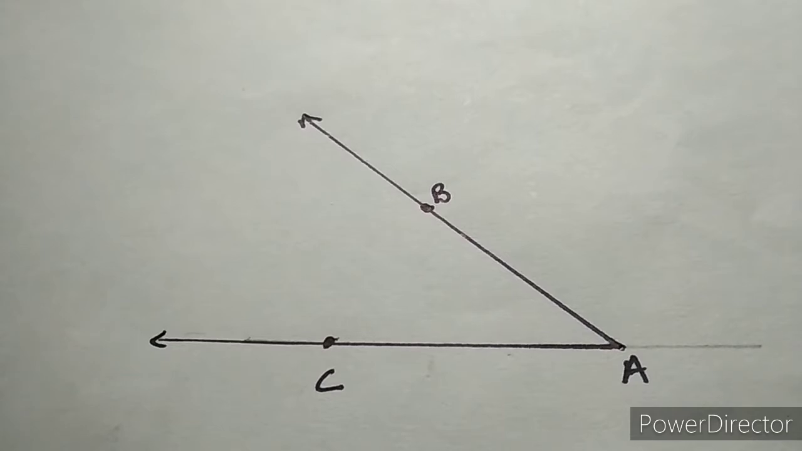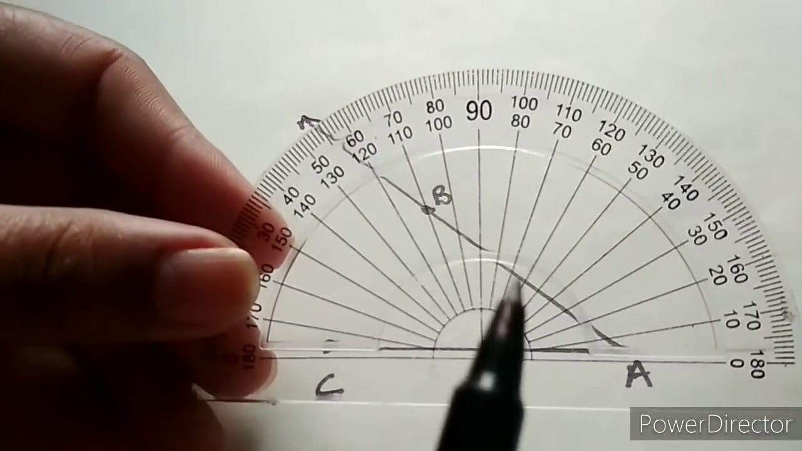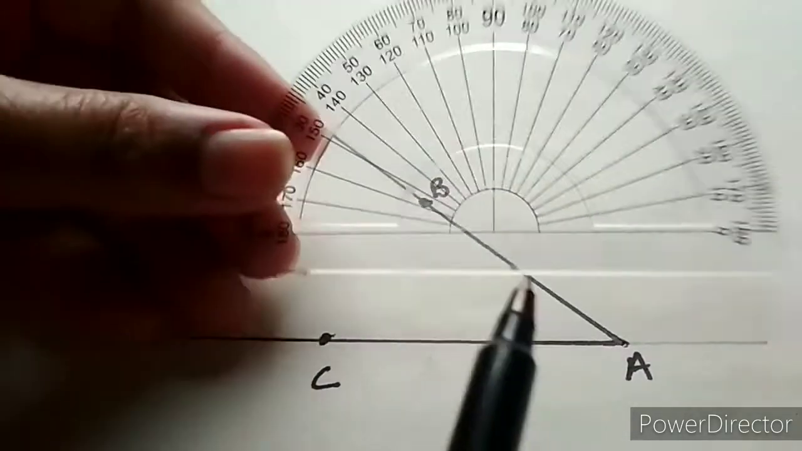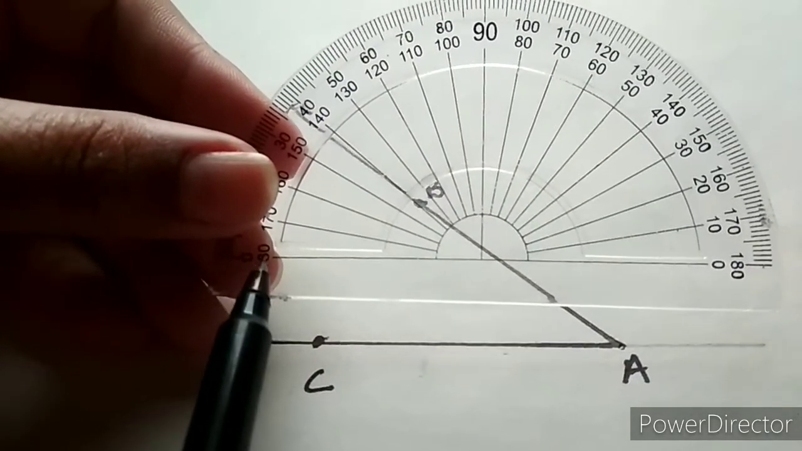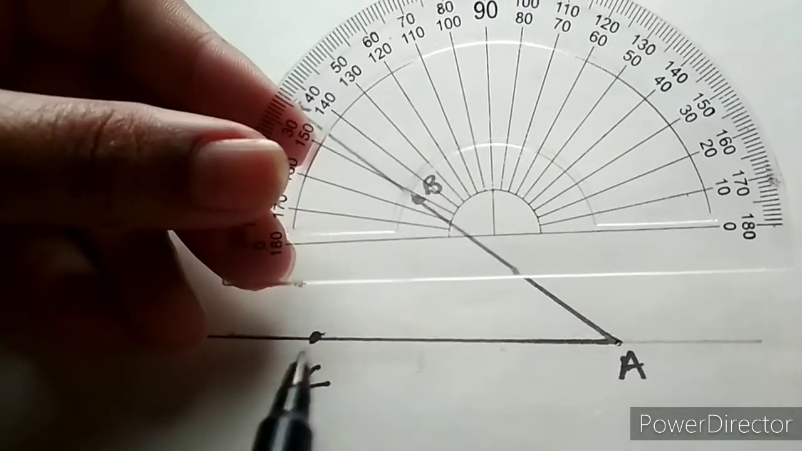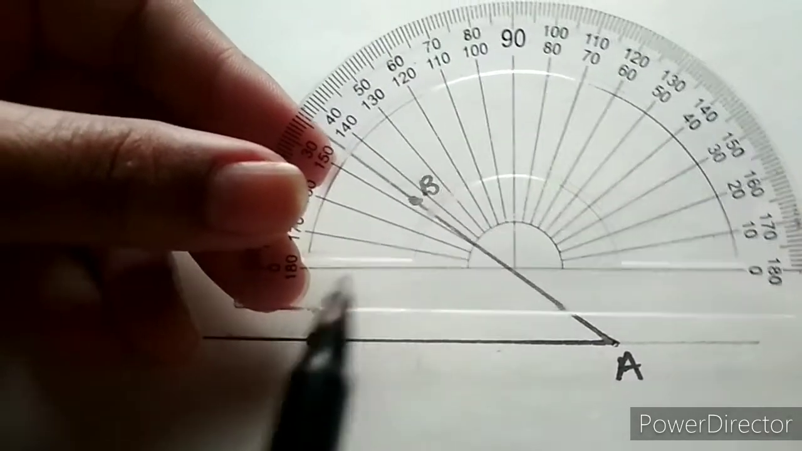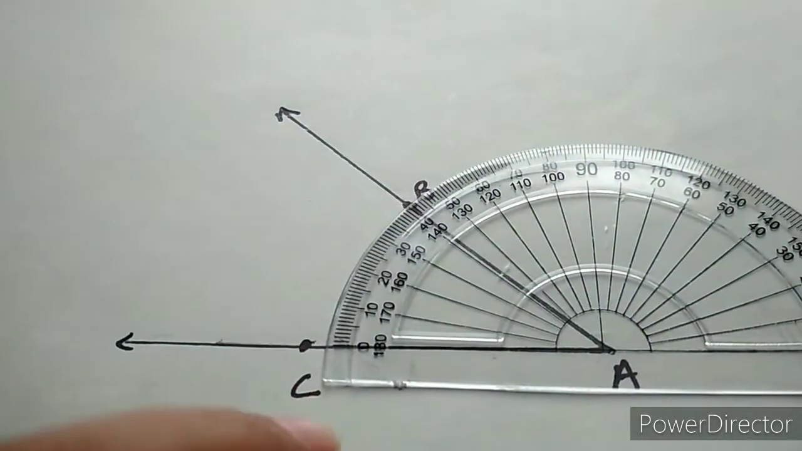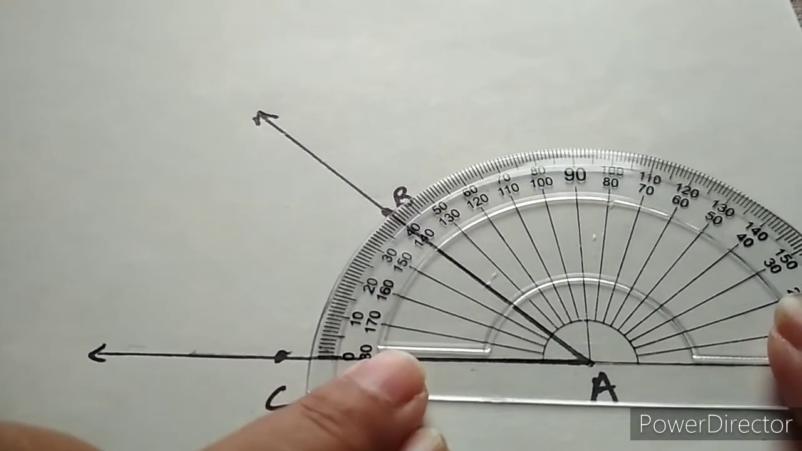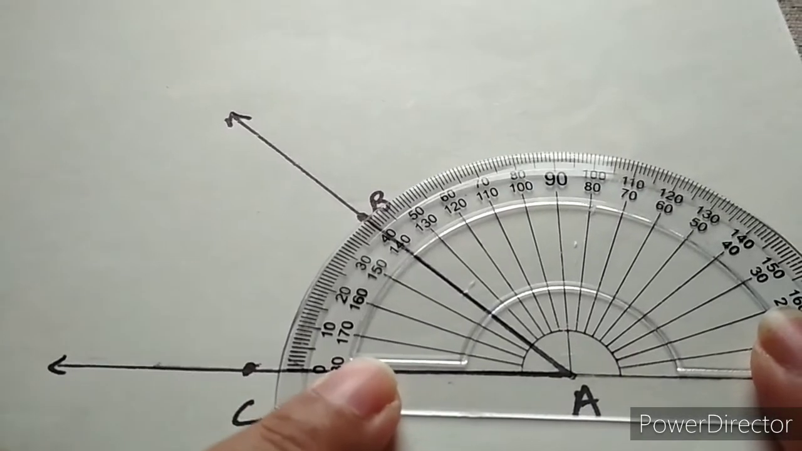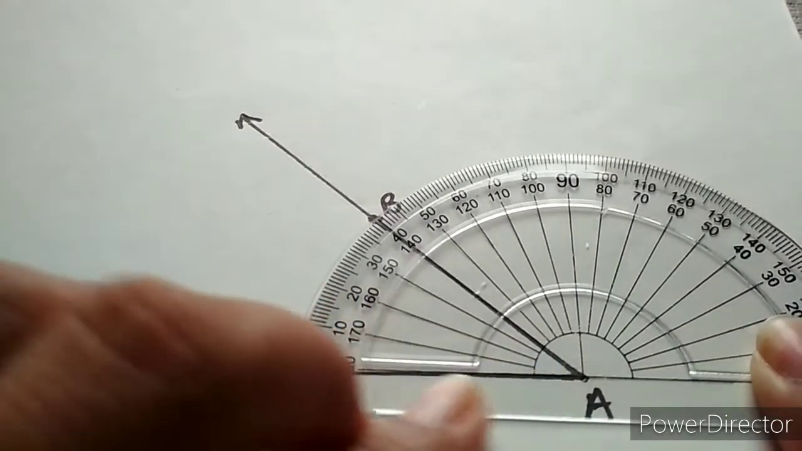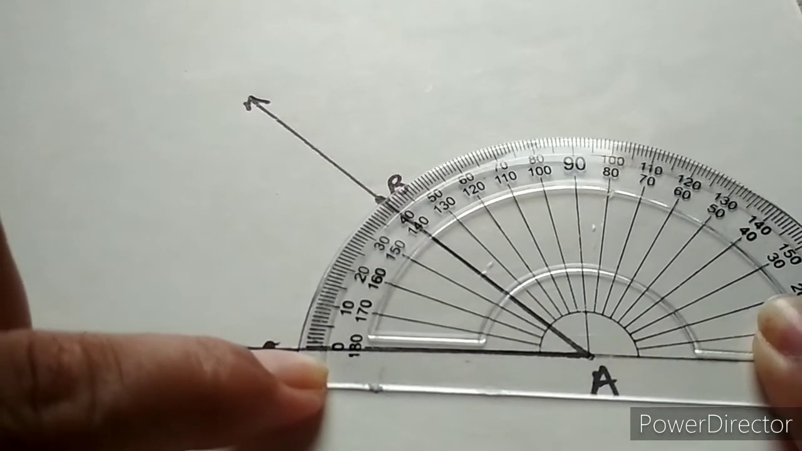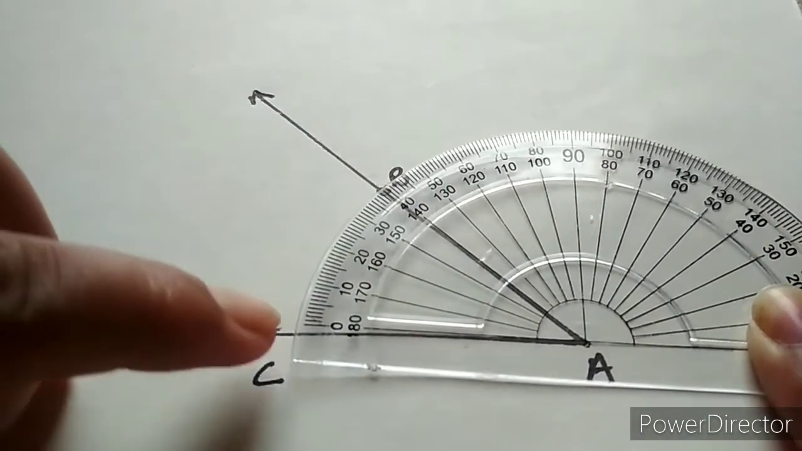We take one more example. Place the midpoint of protractor on vertex A. Place the edge of protractor on ray AC. Coincide the ray AC with the edge of protractor.